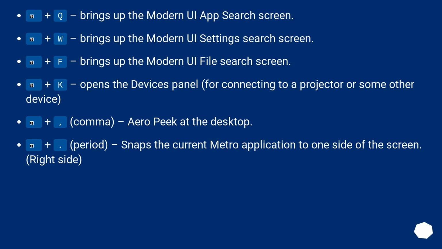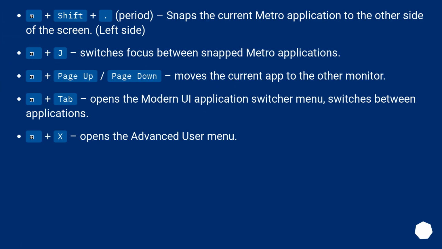Win plus comma, arrow peek at the desktop. Win plus period snaps the current Metro application to one side of the screen, right side. Win plus Shift plus period snaps the current Metro application to the other side of the screen, left side.